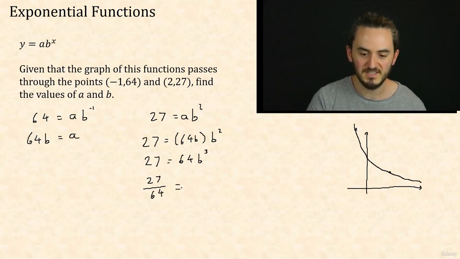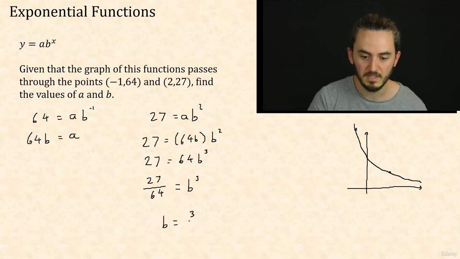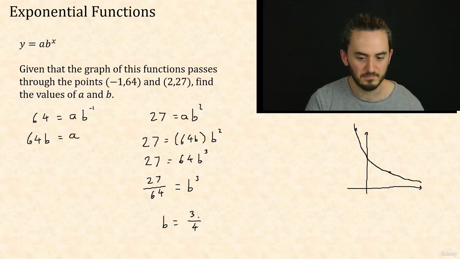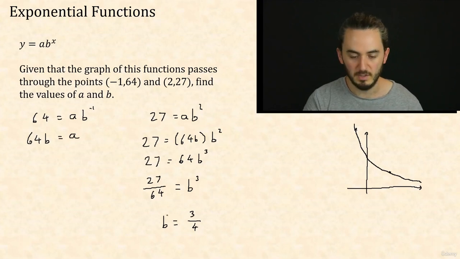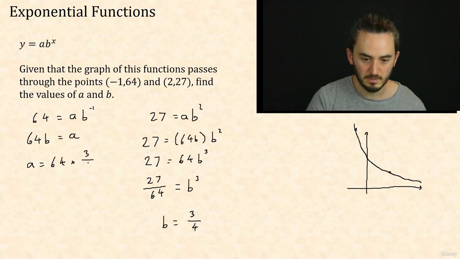Dividing both sides by 64, I get that b cubed is 27 over 64, and then cube rooting both sides. Well, the cube root of 27 is 3, and the cube root of 64 is 4. No plus or minus because it was cubing and cube rooting, and we don't get positive and negative there. Okay, so there's b. Can I work out what a is? Sure I can. a is just going to be 64 times 3 over 4, which is 48.